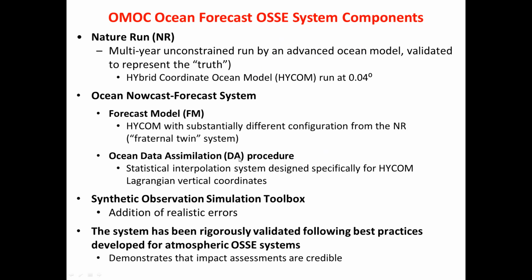First of all, we have a nature run, which is a multi-year, unconstrained run by an advanced ocean model that has been validated to represent the truth. We use a high resolution, unconstrained simulation by HYCOM for the nature run. And we have an ocean nowcast forecast system, which uses a different version of the HYCOM model with substantially different configurations, what we call a fraternal twin OSSE system.